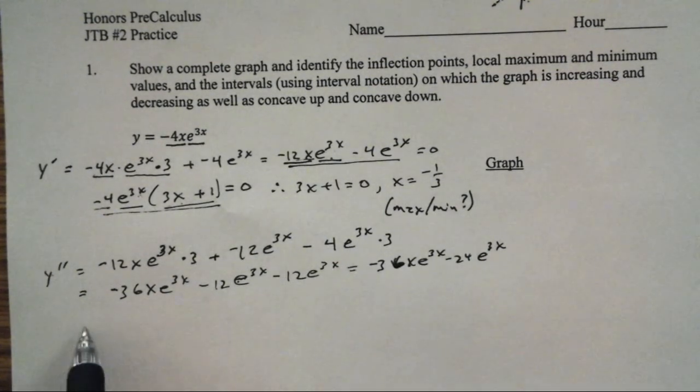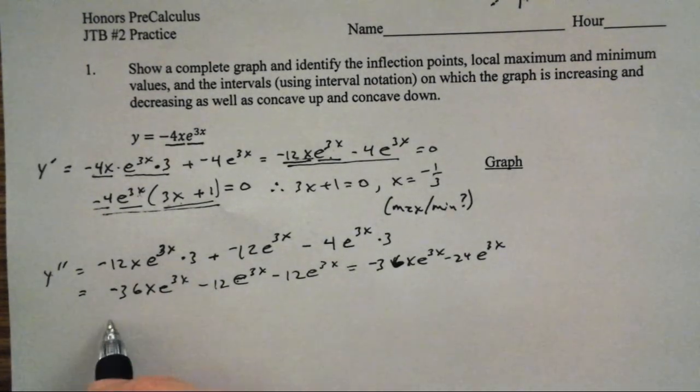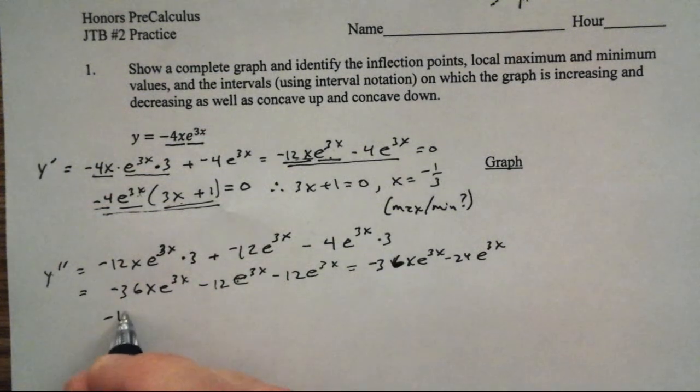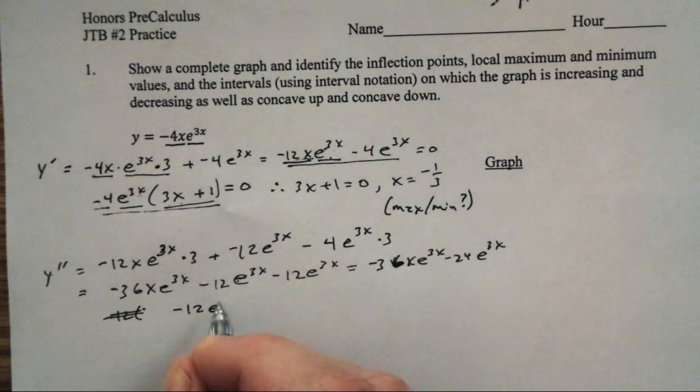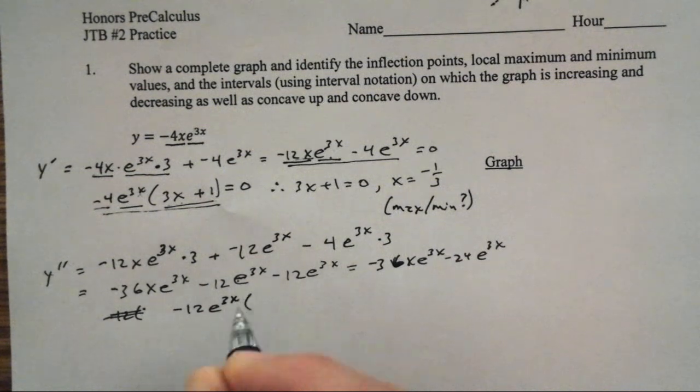So likewise, what we did earlier, let's go ahead and factor that. I can factor out a negative 12. I can also factor out an e to the 3x.